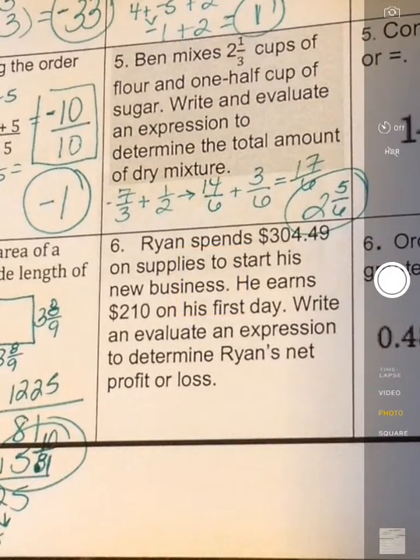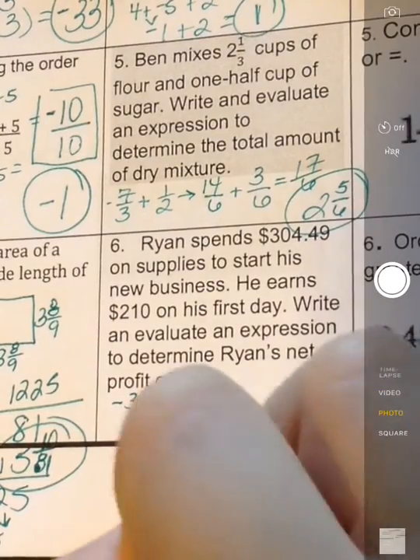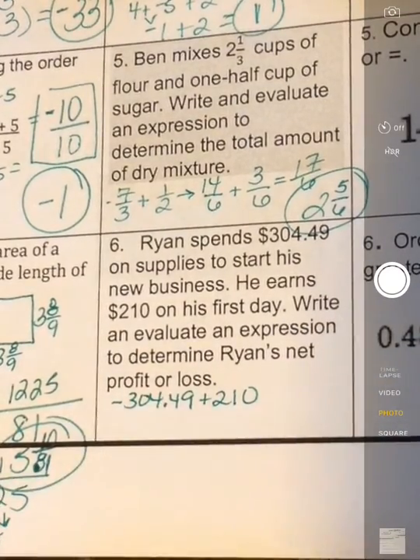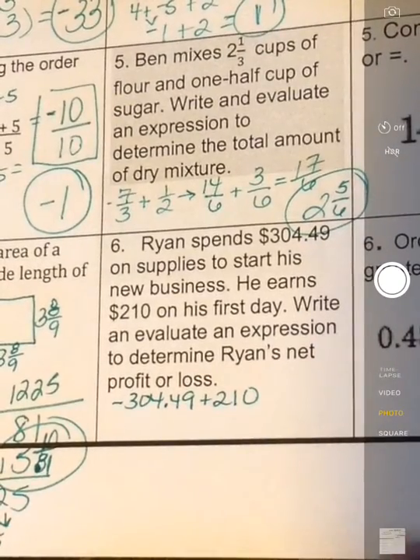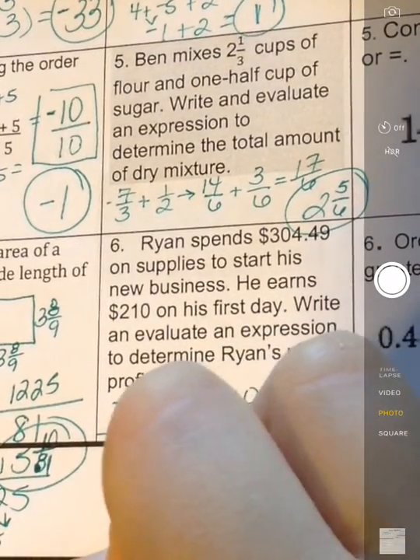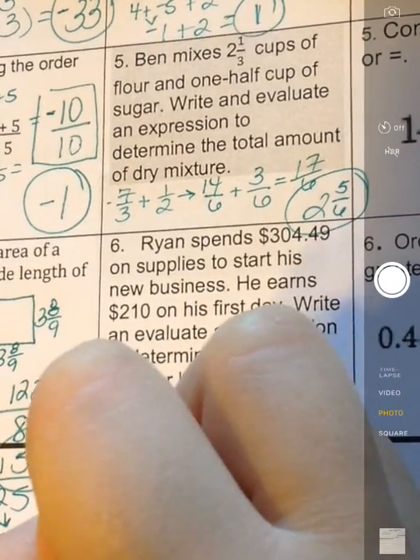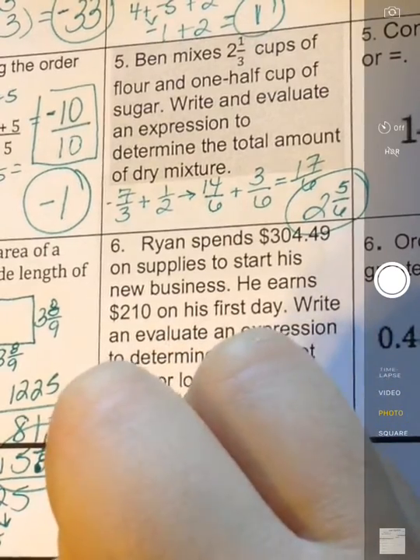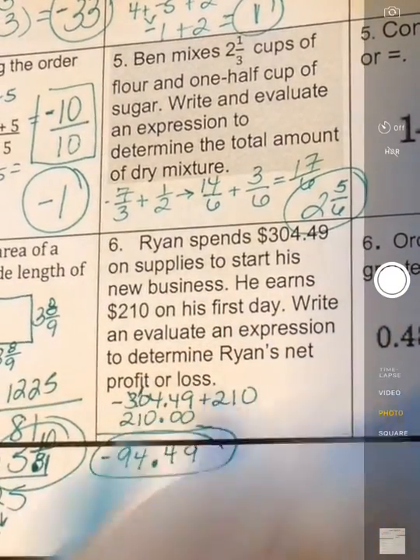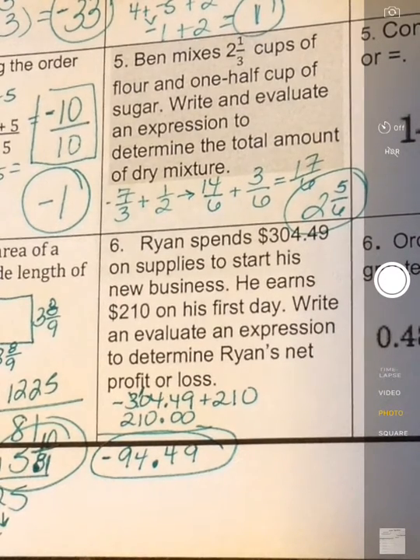Last one, Ryan spends $304.49 on supplies to start his new business. So if he spent it, that would be a negative. He earns $210 on the first day. So there's our expression. We would actually be subtracting these two numbers because they're different signs. 9 minus 0 is 9. 4 minus 0 is 4. Decimal. 4 minus 0 is 4. I can't do 0 minus 1, so I borrow. 10 minus 1 is 9. So we still have a loss of a negative $94.49. Make sure that you fix these if you needed to.